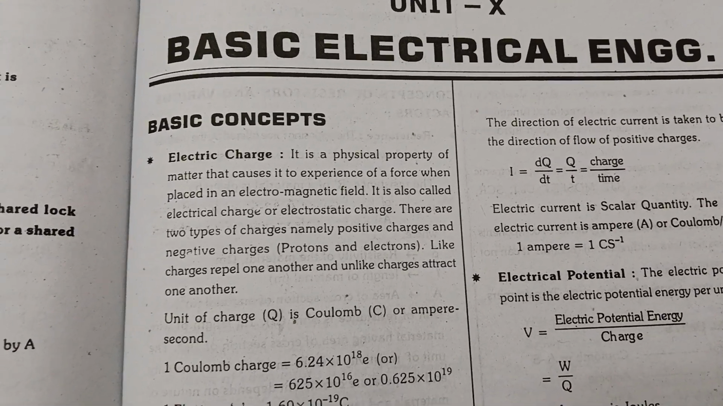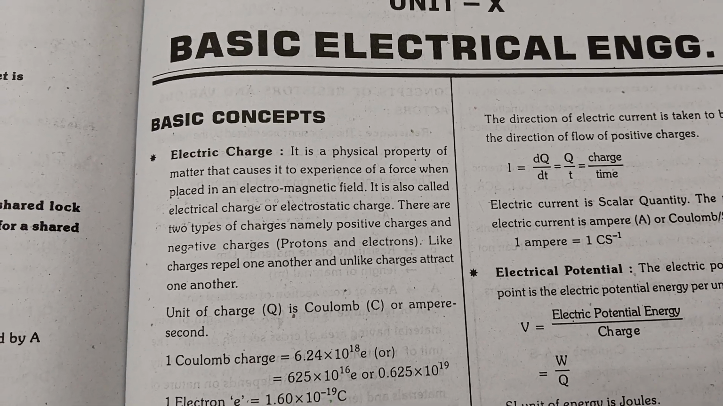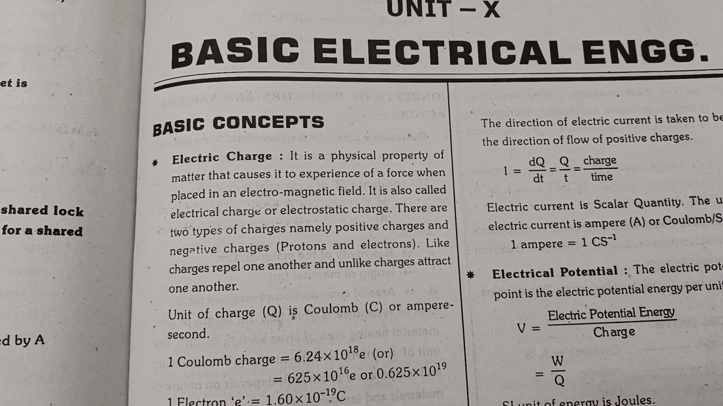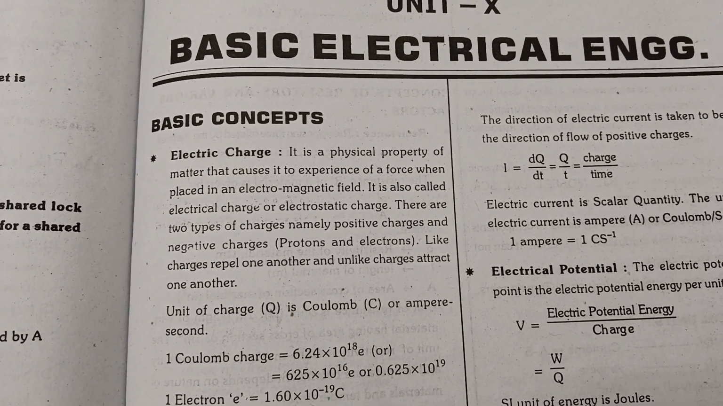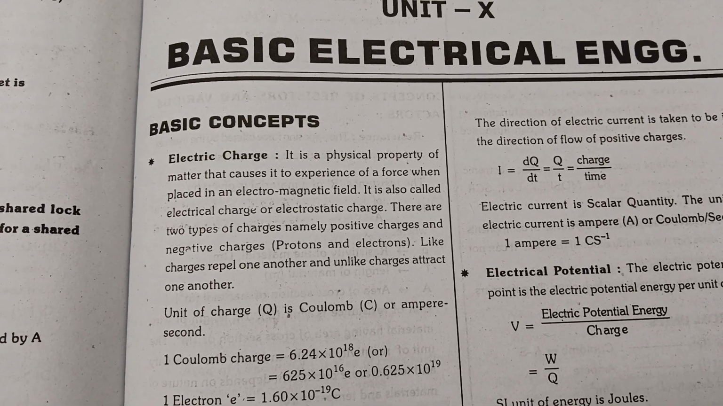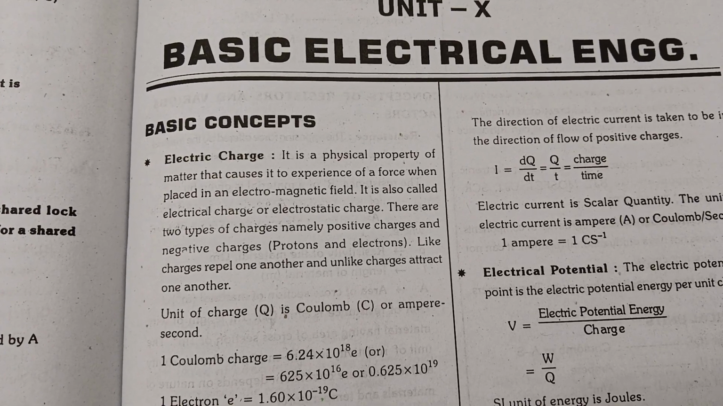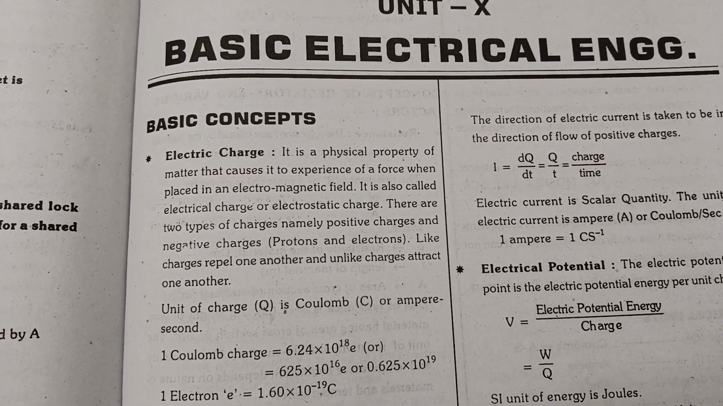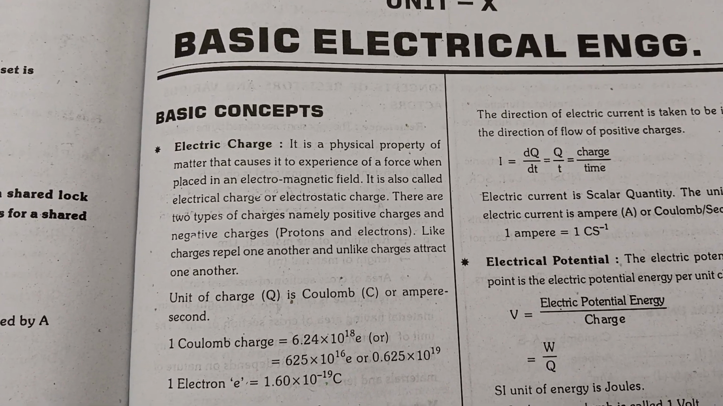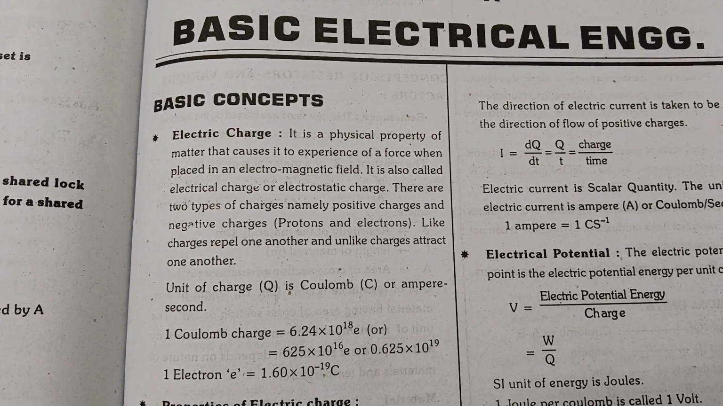Basic concepts. Electric charge is a physical property of matter that causes it to experience a force when placed in an electromagnetic field. It is also called electrical charge or electrostatic charge. There are two types of charges, namely positive charges and negative charges, protons and electrons.